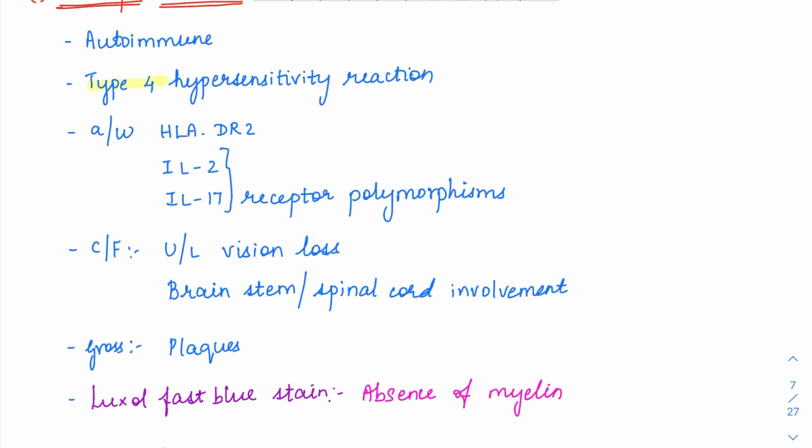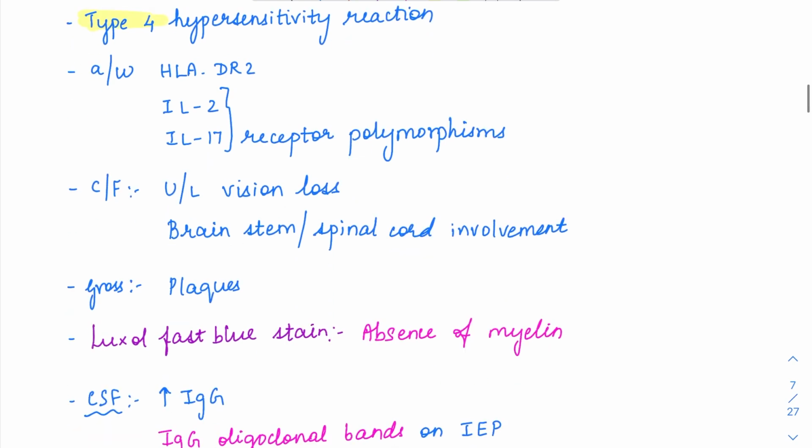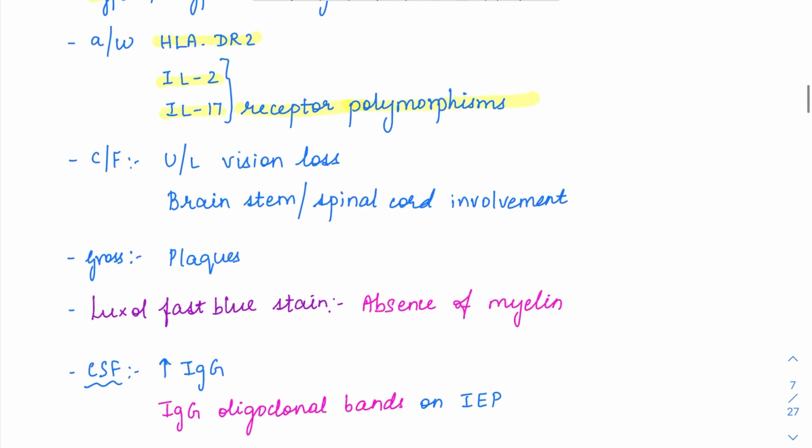So type 4 hypersensitivity, remember that, and it is having certain HLA association, especially HLA-DR2. Other than that, interleukin 2 receptor and interleukin 7 receptor polymorphisms are also associated with multiple sclerosis.